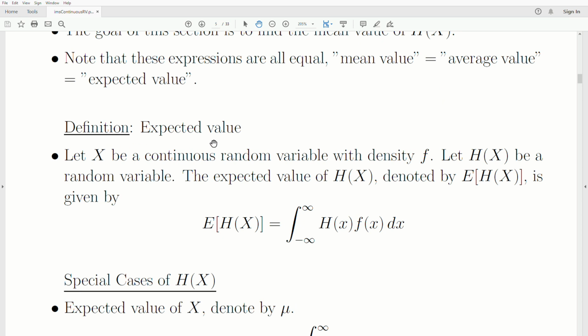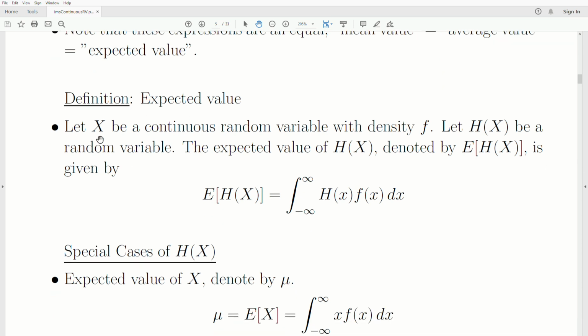So the definition of expected value is this. Let x be a continuous random variable with density f. Let h of x be a random variable. The expected value of h of x, denoted by E of h of x, is given by this. What this says: take h of x times its density value integrated over all possible values of x.